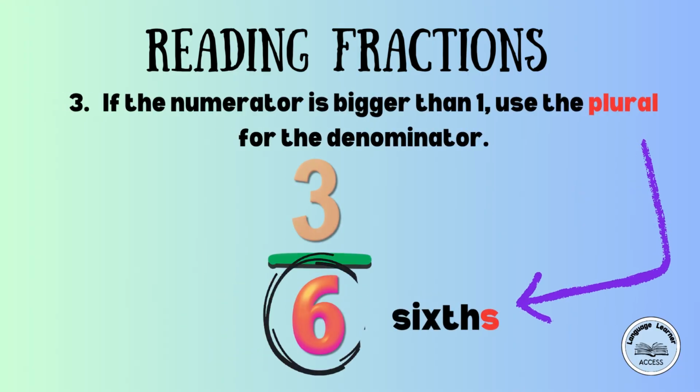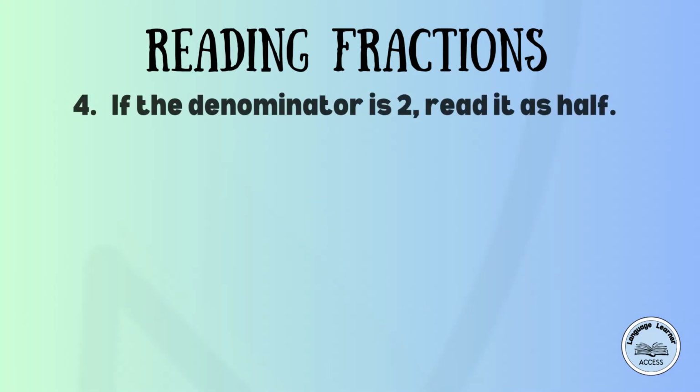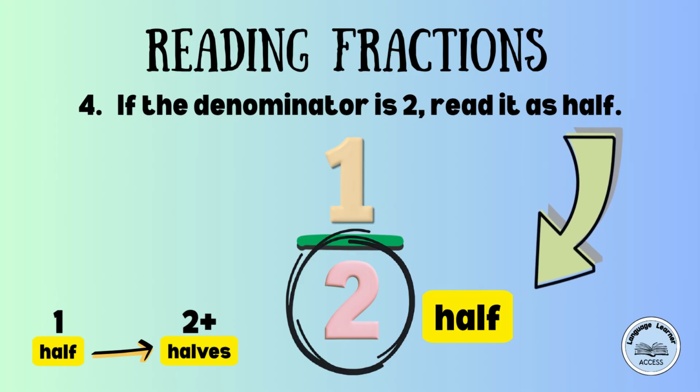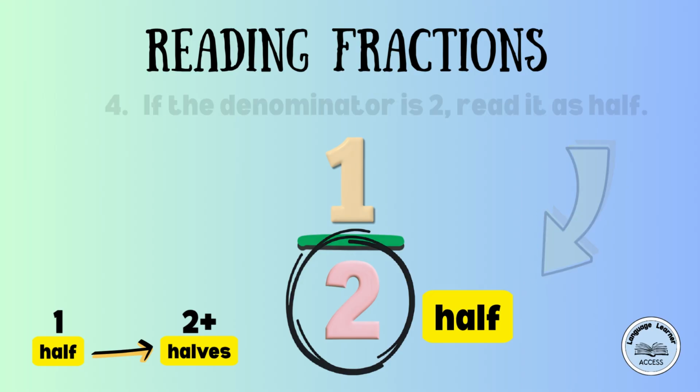If the numerator is bigger than number 1, make the denominator plural. So in this case, we say 6ths. Read both numbers together, 3/6. Now there is an exception. If the denominator is 2, we read this as half, not the ordinal number second. Also, the plural of half is halves.